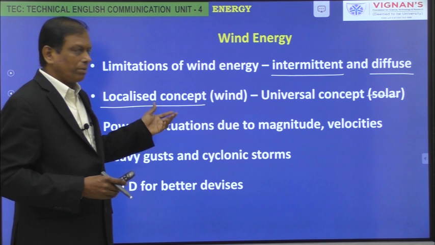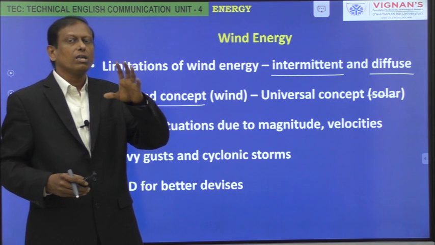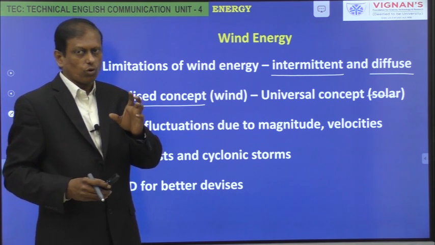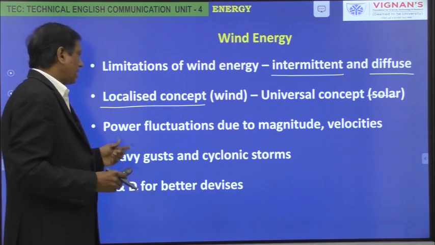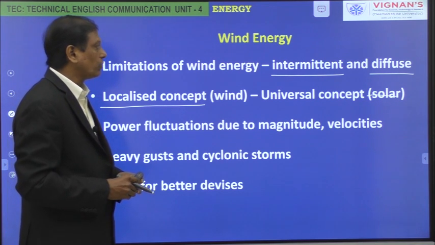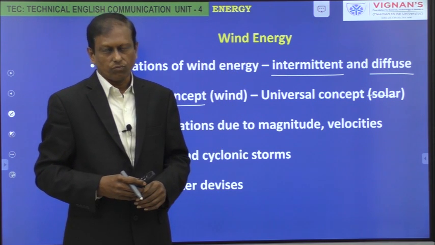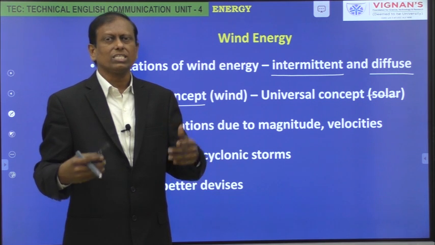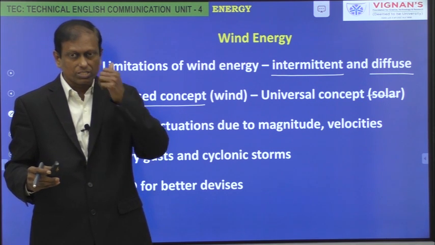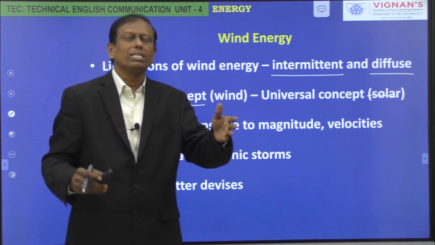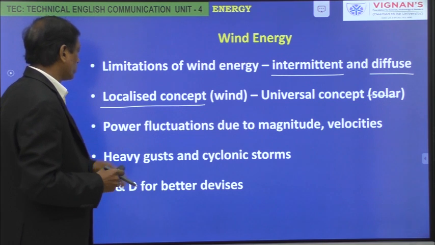But windmills and these generators can't be set up at every place. Certain regions are renowned for more gusts of wind, flow of wind, and only in certain regions will you be able to produce. And there are power fluctuations due to the magnitude or velocity of the flow of the wind. Sometimes in the summer season when it is totally suffocating, we require AC, we require fan, but at that time there won't be any flow of wind even to produce wind electricity. So these are the limitations here.